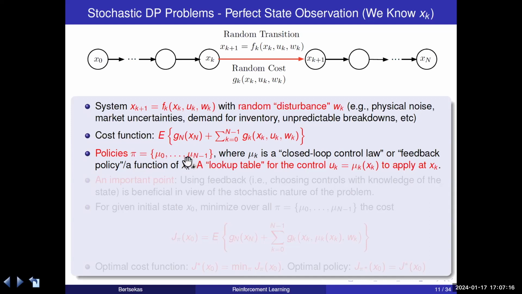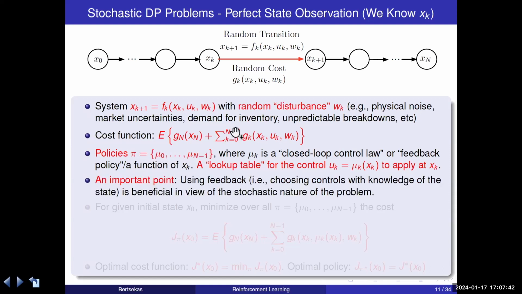Now, for deterministic problems, open loop control sequence and closed loop control laws give you the same result. If you optimize over one, you get the same result as if you optimize over the other. But for stochastic problems, it makes a genuine difference to have feedback, to have a closed loop policy as opposed to an open loop control sequence. So we have to minimize over these more complicated objects. And like I said, the important point is by using feedback, choosing controls with knowledge of the state is beneficial in view of the stochastic nature of the problem.